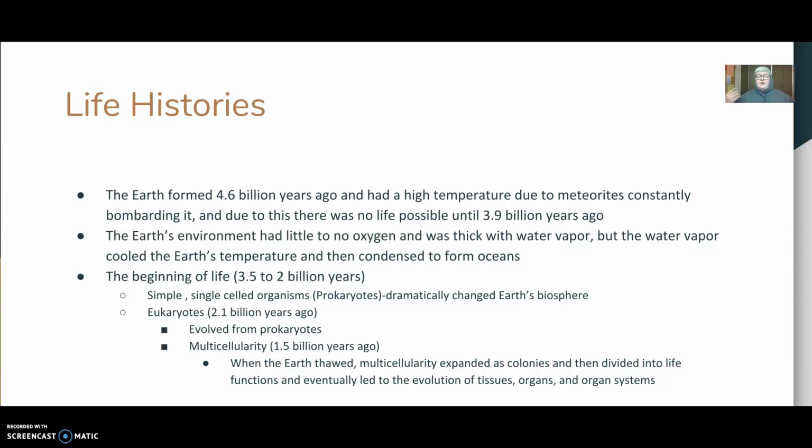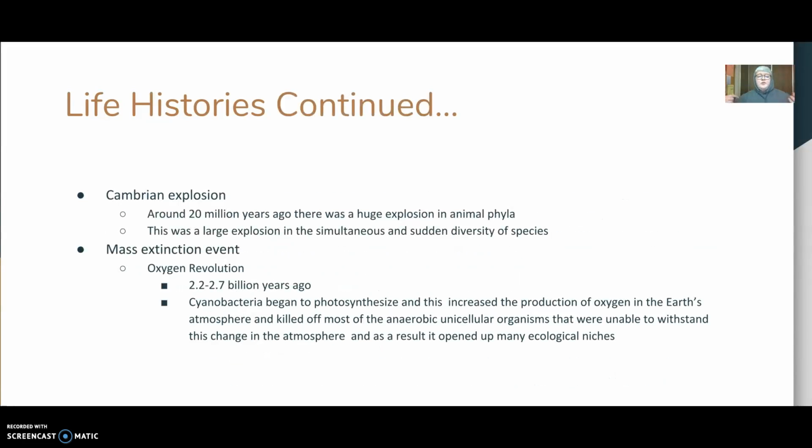What happened was that when the Earth thawed, multicellularity expanded as colonies, and then it divided into life functions and eventually led to the evolution of tissues, organs, and organ systems. So around 20 million years ago, there was a huge explosion in animal phyla called the Cambrian explosion. And it was a large explosion in a simultaneous and sudden diversity of species.